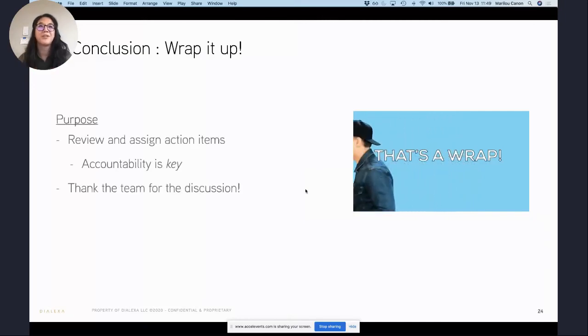So the purpose of the wrap it up or the conclusion is to spend the last minutes of your retrospective, again, reviewing and assigning action items to just hammer in that accountability. It's like, hey, we just spent 15 minutes kind of discussing a lot of things. Okay, let's take some time to break out the 4 items that we are going to do and focus on. Cool.